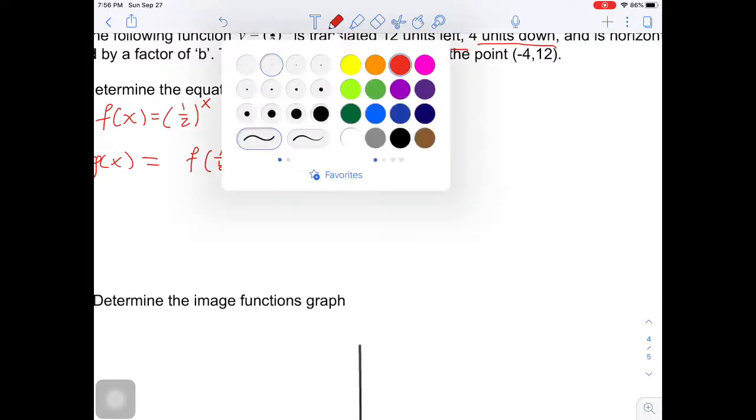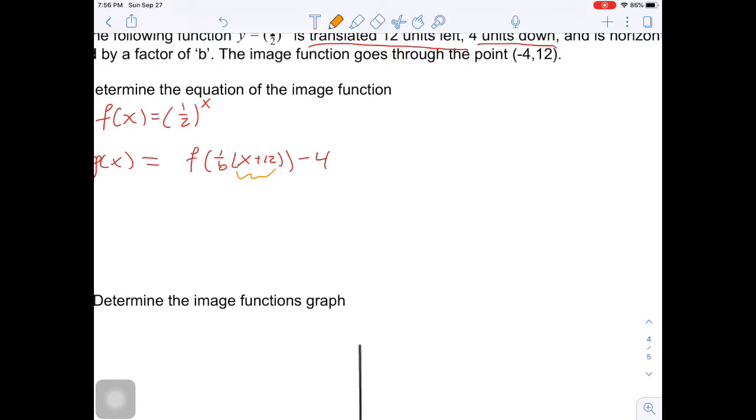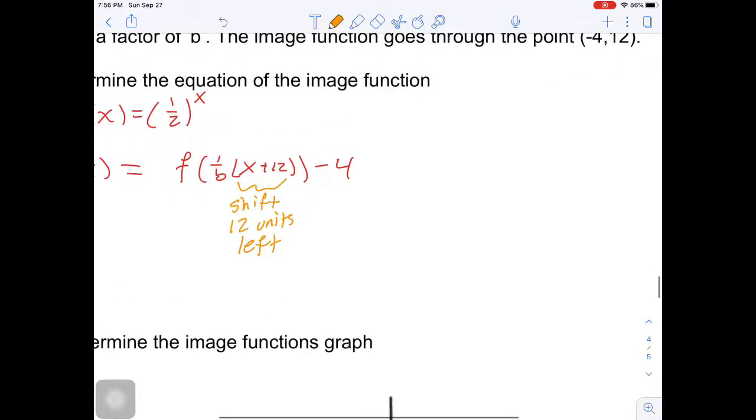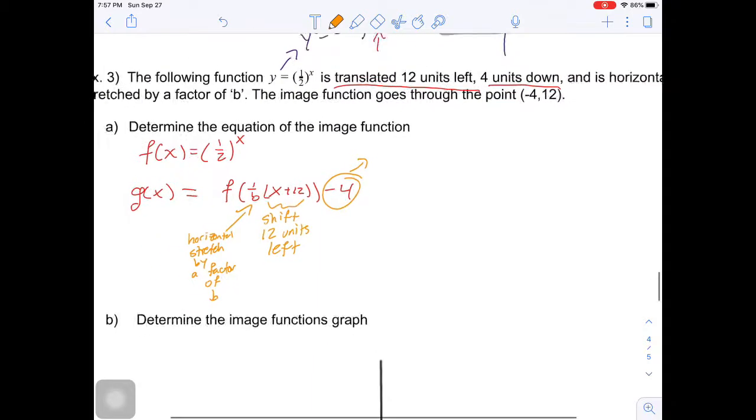So let's see that here. So we have our shift 12 units left, which is what we set up here. We have our horizontal stretch by a factor of b. So this is our horizontal stretch by a factor of b. And then here we have our 4 units down shift. And that's a vertical shift.